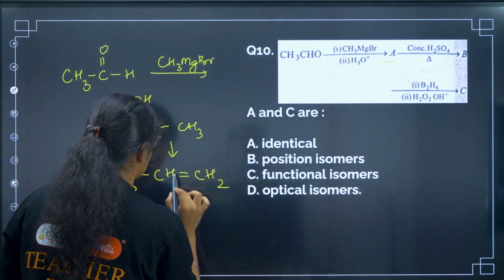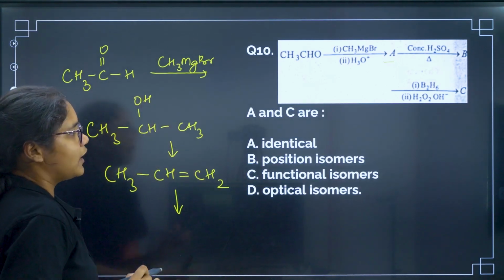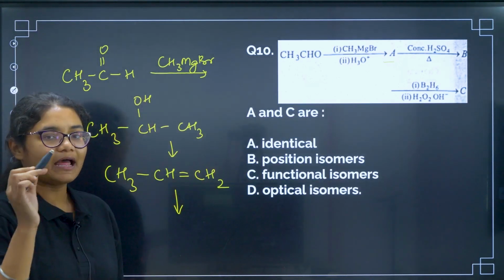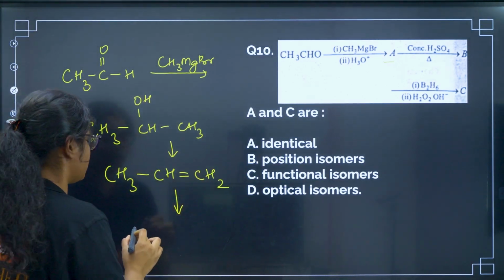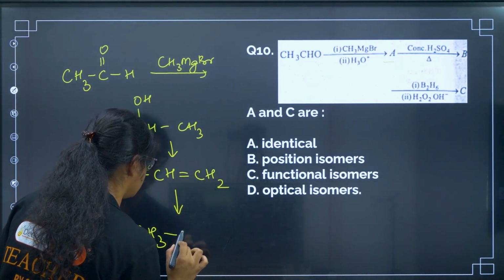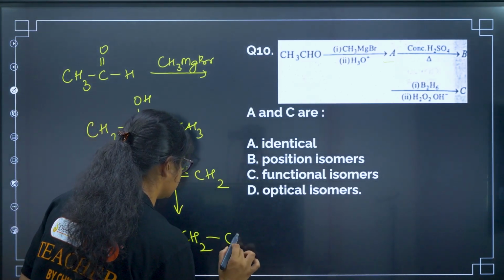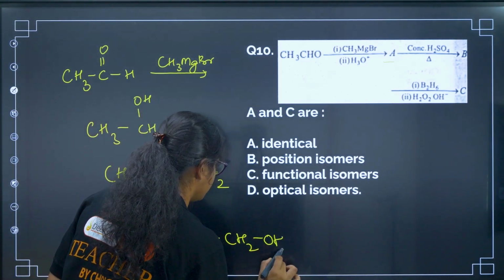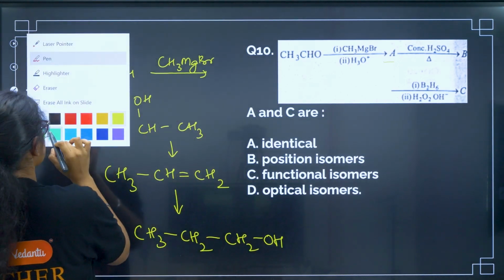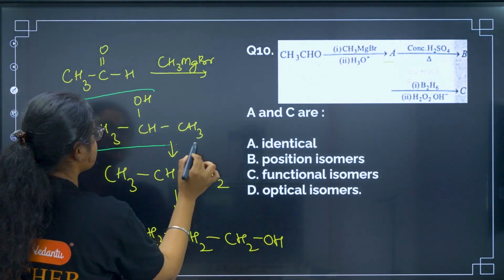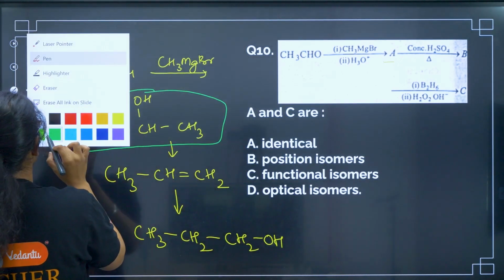Okay, now after this, B2H6 will add OH following the anti-Markovnikov rule. So we will get CH3CH2CH2OH, right? So the question is asking you the relation between this compound and this compound.